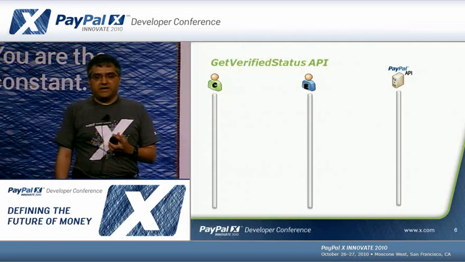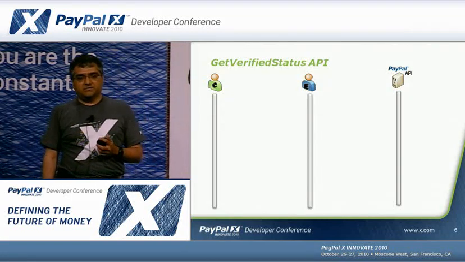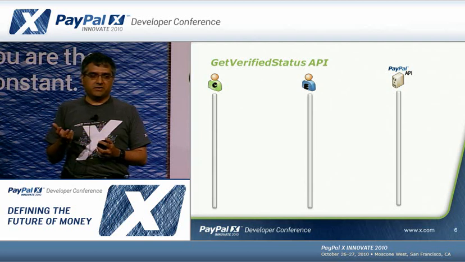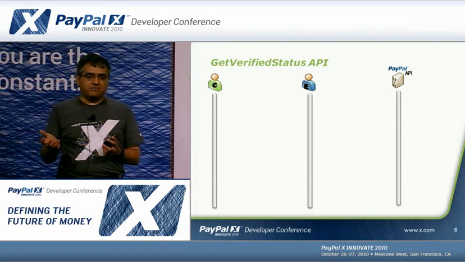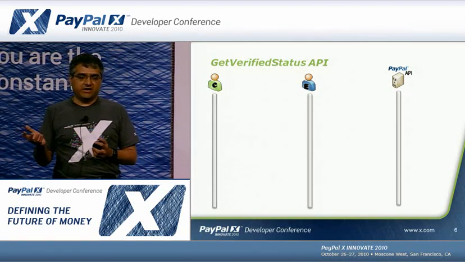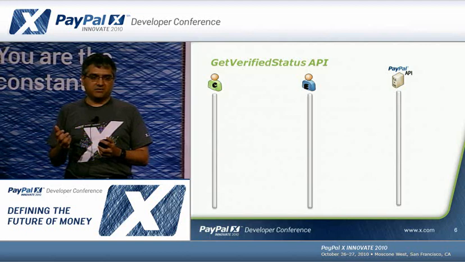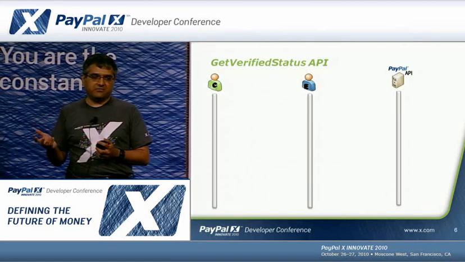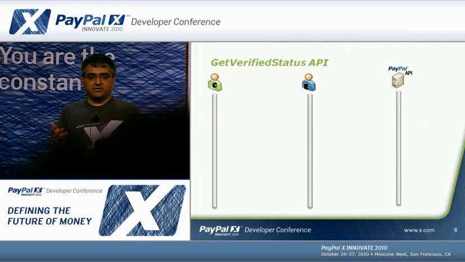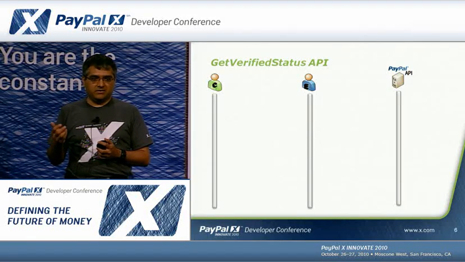Next, I'm going to talk about the Get Verified Status API. This is a scenario that enables you to determine whether a given customer that you're dealing with is PayPal verified or not. The importance of the PayPal verified label for a given end user is that by dealing with verified customers, you get better protections from chargebacks and protects you from fraudulent cases.